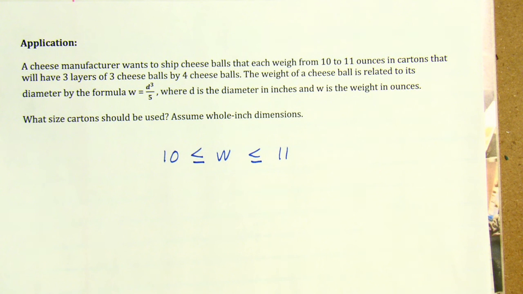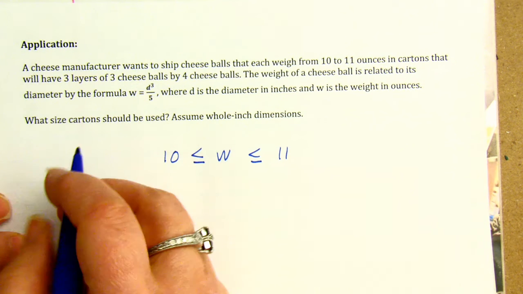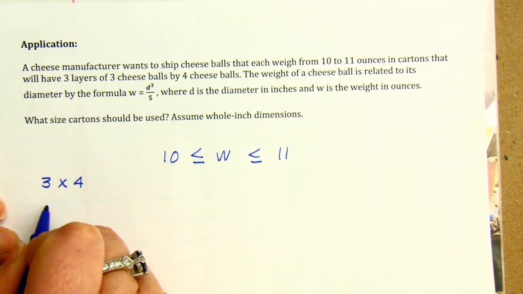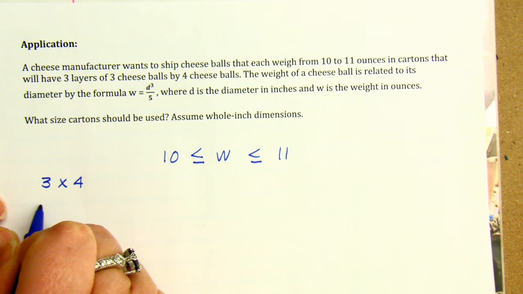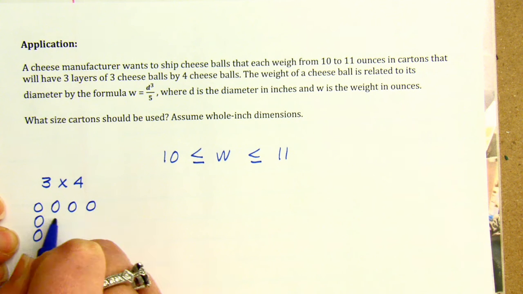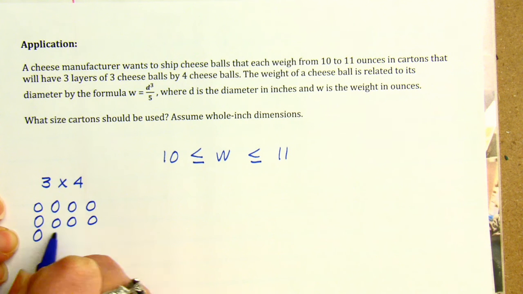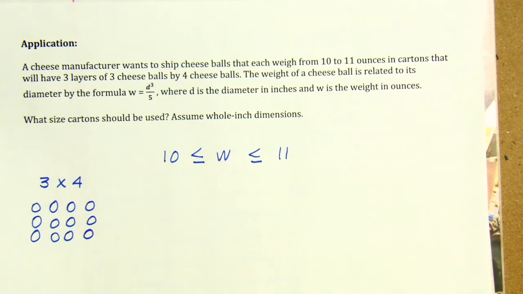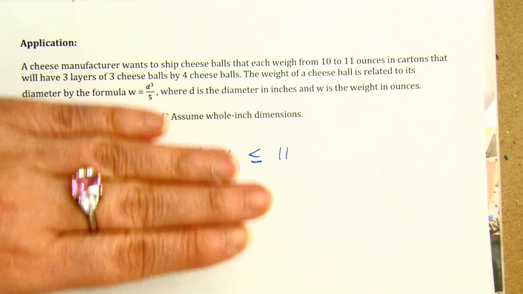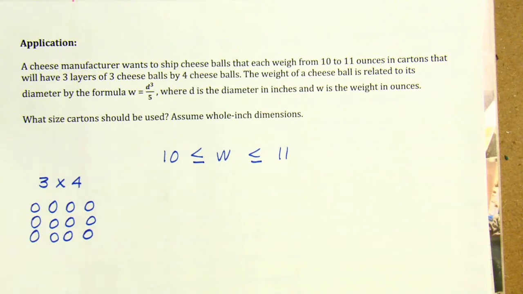It's going to have 3 layers of 3 by 4. Okay, so 3 by 4 is going to be 1, 2, 3 by 4. And then, of course, we're going to have 3 layers of this. So it's going to be like a bottom layer, then a middle layer, and then an upper layer.